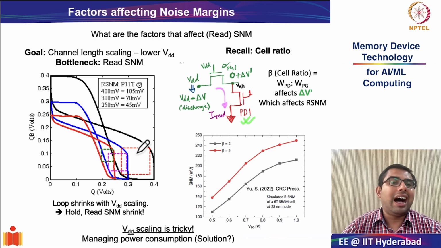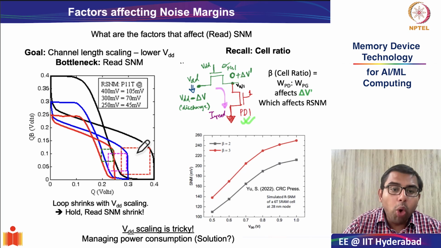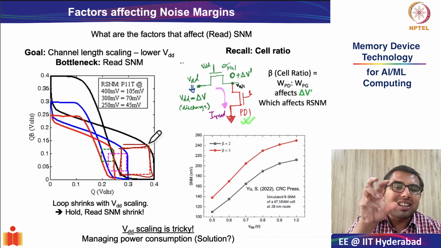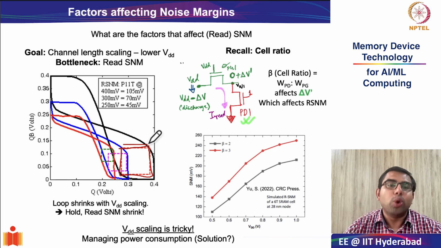We saw how the noise margins in both read and hold operation depend primarily on the size of the hysteretic butterfly loops. More precisely, it depends on the size of the maximum square, or the side of the maximum square, that you can fit inside the butterfly loops. Okay, so this is what we saw the last time.